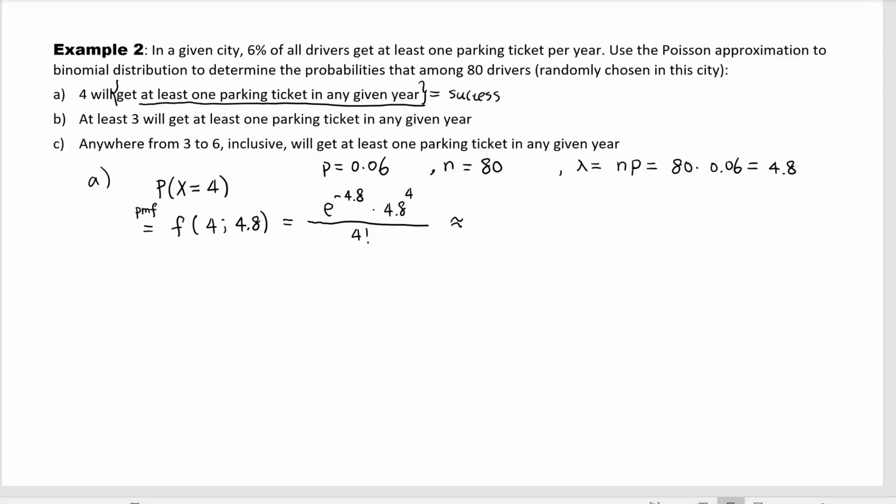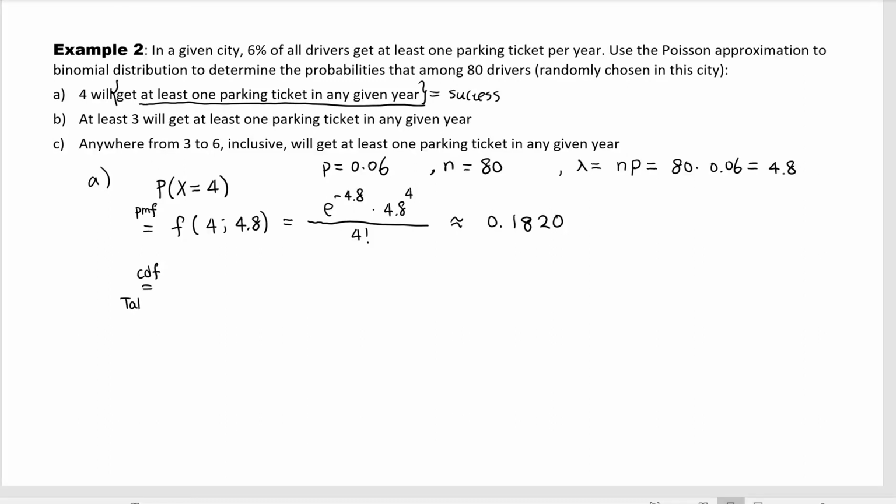So that is 4 times 3 times 2, which is 4 times 6, and that's 24. Okay, so my answer is 0.18202. So that's the same as 0.1820 if we need 4 decimal places. Okay, so that is how to use PMF to calculate. How about we use the CDF to calculate?